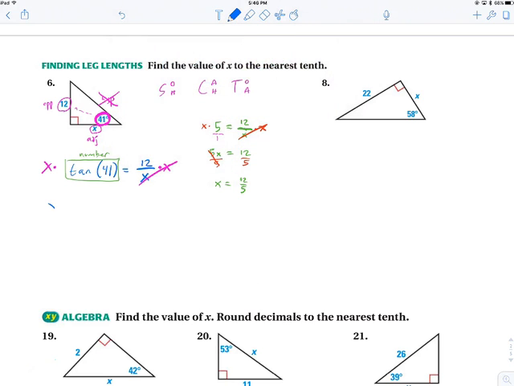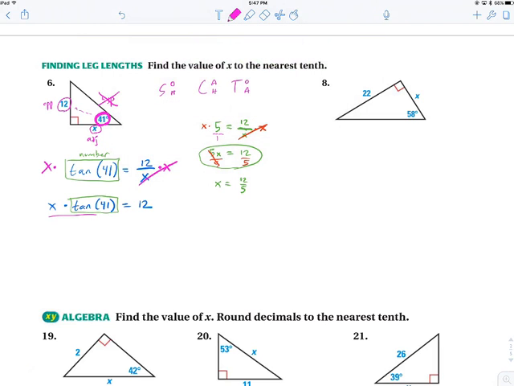And now I've got x times the tangent of 41 degrees equals 12. And again, this tangent of 41 is a single number. This is just like when I had 5x equals 12. If you have 5 times x and you want to get rid of that number to get x by itself, you just divide by that number.